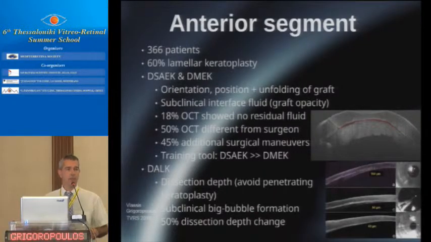In cases of DALK procedure, the OCT helped the surgeon a lot to know exactly the depth where he or she is in the cornea. So in 50%, 1 in 2 cases, the OCT showed that the surgeon was maybe too superficial or too deep into the cornea, and if the surgeon carries on, then he could penetrate the cornea and turn the procedure into penetrating keratoplasty, so they had to adjust the depth. And also, in quite a few cases, the OCT showed the existence of subclinical big bubble formation.